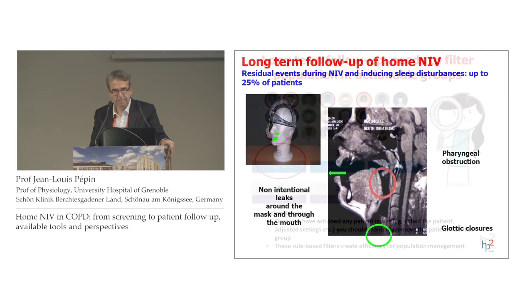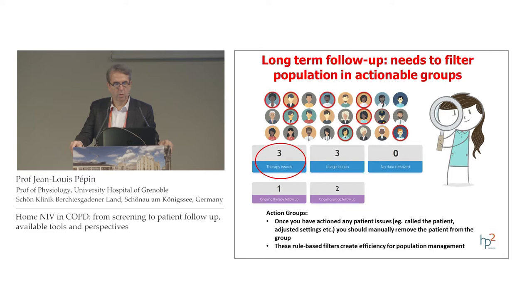So when you have a huge number of patients to follow in your long-term cohort, you now have some tools. You can create some action groups. You can identify people with residual events or therapy issues. You can filter for a population with difficulties with compliance. And these rule-based filters create efficiency for large population management. And when you have identified these patients from a large cohort, you can call the patient, adjust the settings, and retitrate non-invasive ventilation if needed.